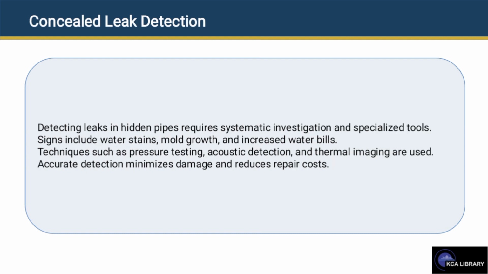Concealed leak detection. How do you detect a concealed leak? Detecting leaks in hidden pipes requires systematic investigation and specialized tools. Signs to look out for include water stains, mold growth, and increased water bills. Techniques such as pressure testing, acoustic detection, and thermal imaging are used. Accurate detection minimizes damage and reduces repair cost.